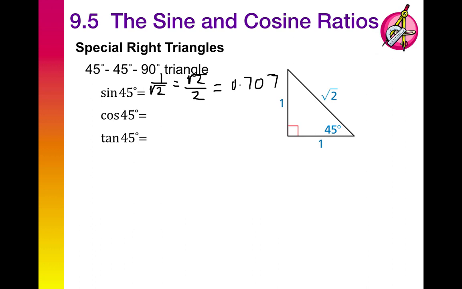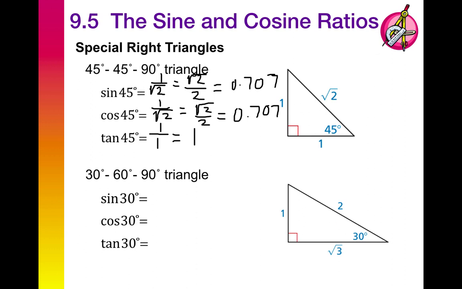If I take the cosine of 45 degrees, I get this exact same ratio. I get 1 over the square root of 2, which is square root of 2 over 2. And it's the same number, 0.707. For the tangent of 45, it's the opposite over the adjacent. Well, the opposite is 1, and the adjacent is 1. Therefore, the value that you get out of the tangent of 45 is 1. In fact, why don't you plug that into your calculator and confirm that you get 1 out.